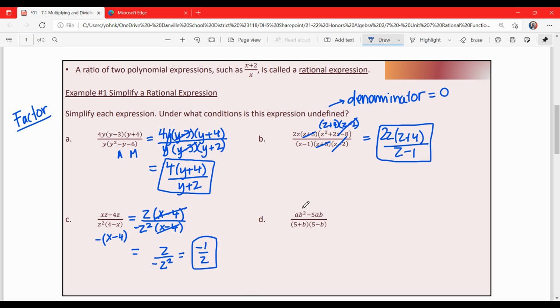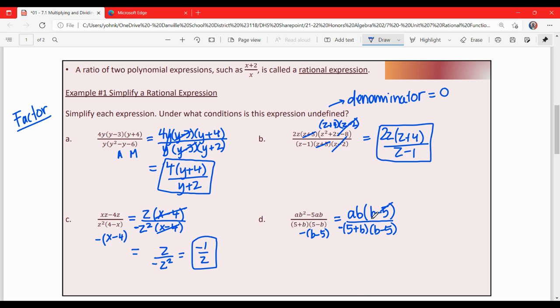All right, when we look at letter D, notice in the numerator that we have an a and a b in common. So we're going to take an a and a b out. That's going to leave us with a b minus 5. Then look on the bottom. 5 plus b, can't really do anything with that. But 5 minus b looks a lot like b minus 5. So I can do my little trick again where I put a negative and switch the order. So I'm going to put the negative in front and I'm going to put b minus 5.